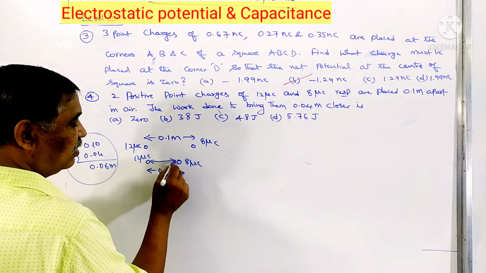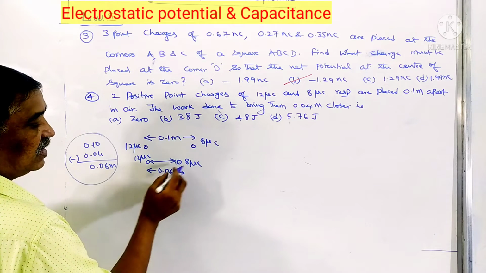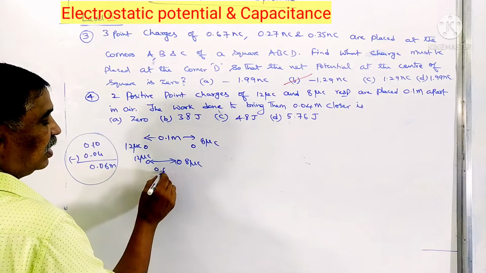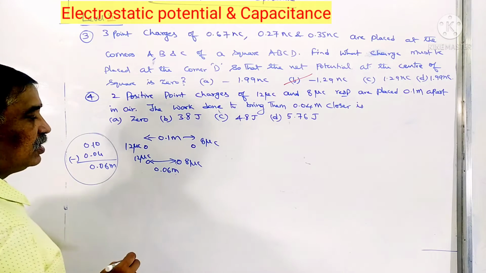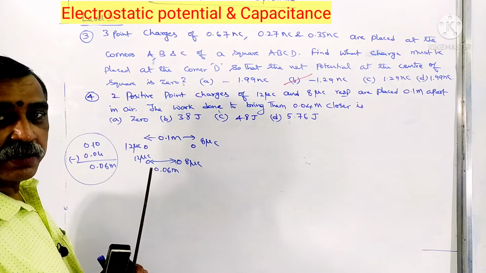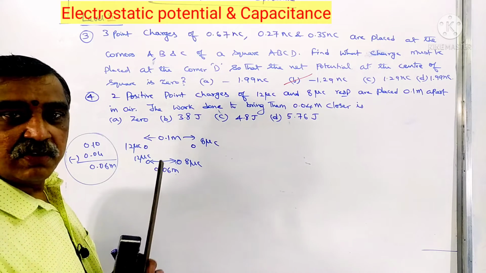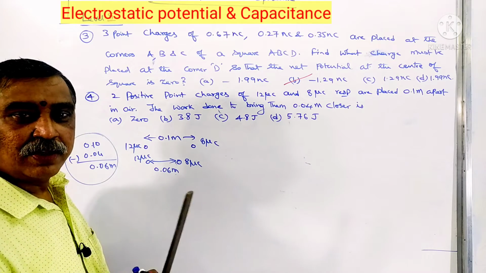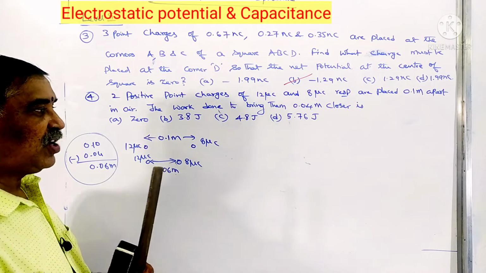This is the distance. So distance between 2 charges are 0.06 meter. So initial distance is 0.1 meter, final distance is 0.06 meter. What is the work done? Work done is equal to change in potential energy. Very simple. So work done is equal to change in potential energy.